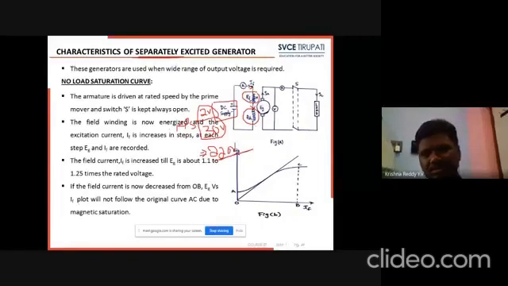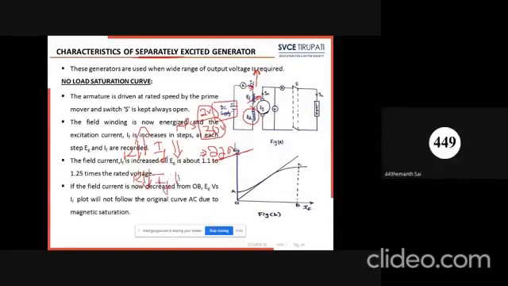Now, by applying the DC voltage, it gets a certain amount of field current. Here we have a variable resistance. By varying this resistance, we can increase the current flowing through the field winding. Initially, the resistance is maximum, then the field current is minimum. We are applying a small amount of field current. After that, we keep on decreasing the resistance, and the current flowing through the field winding increases.